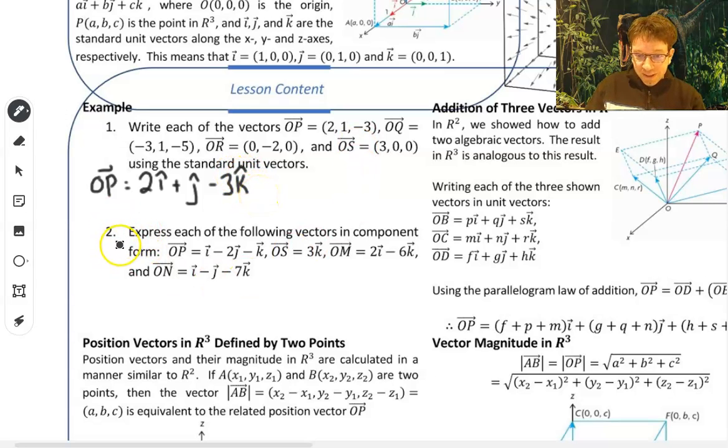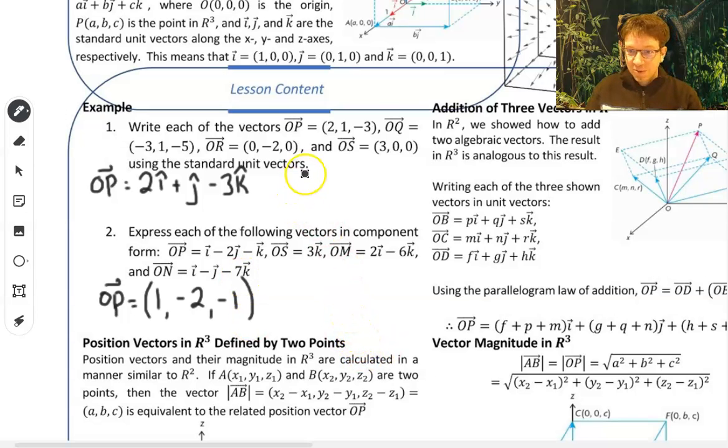Okay, and for question 2, we can do the opposite. In this case, OP, which is written as i minus 2j minus k, we can write in coordinate form, which would be 1, negative 2, and negative 1. So I want you to take a couple minutes and try the other examples in 1 and 2, and then we'll take them up.